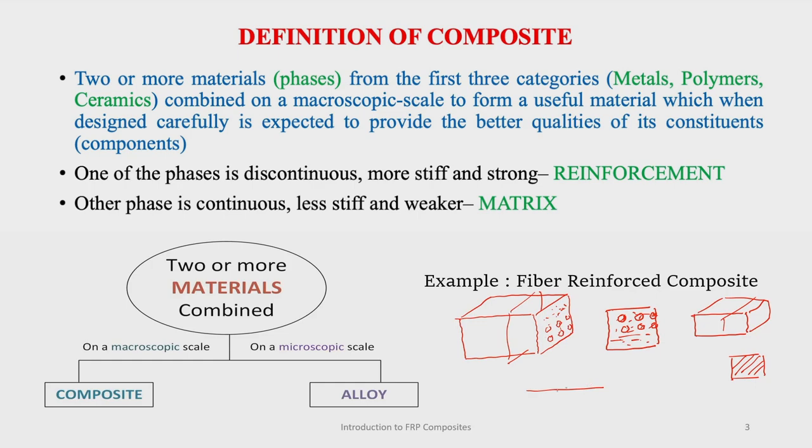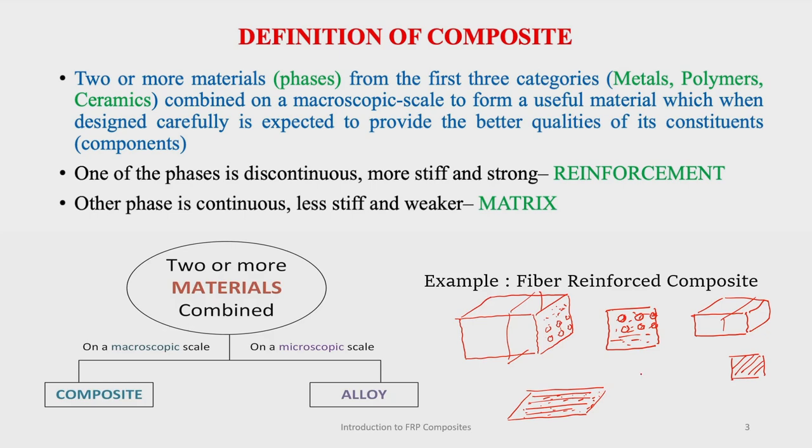So one common example of a composite is fiber reinforced composites. Nowadays it is extensively used in aerospace applications, where glass or carbon fibers are mixed with a polymeric matrix and used as a structural component. It actually looks like this. There are a large number of fibers mixed with a polymer matrix. In many cases these are epoxy resins. So the two distinct phases are: the fiber is the reinforcement, and the polymer is the matrix.